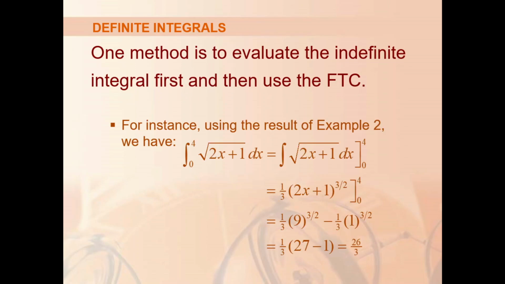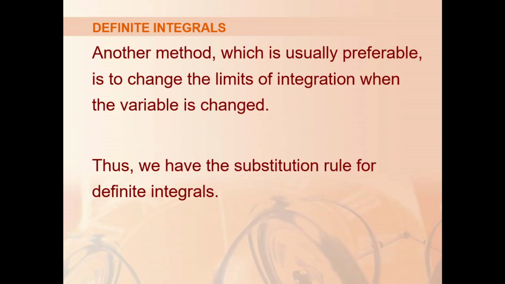When evaluating definite integrals, usually two methods are possible. One method is to evaluate the indefinite integral first and then use the FTC, as you can see in the first and second example. Another method, which is usually preferable, is to change the limits of integration when the variables change.